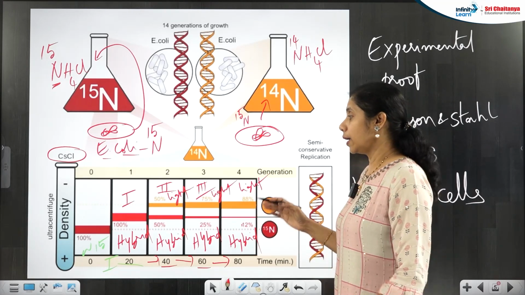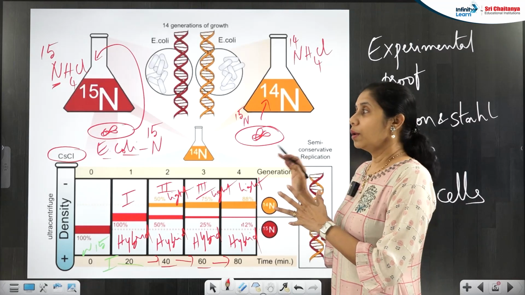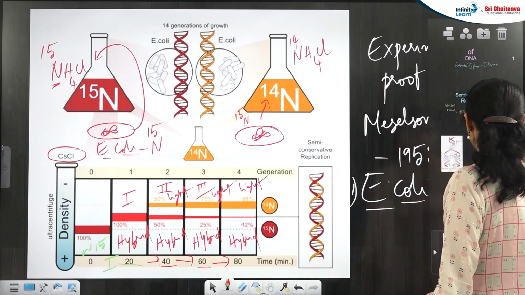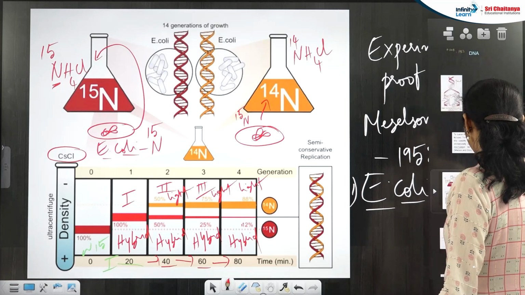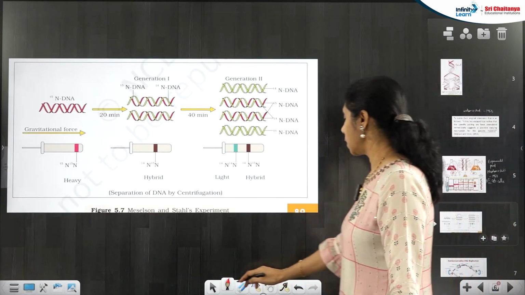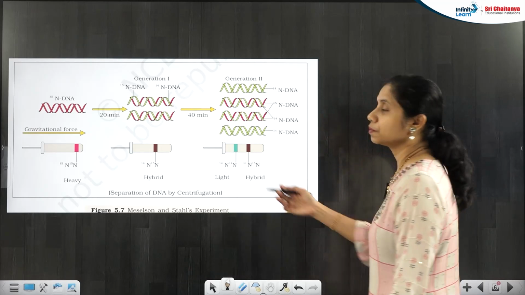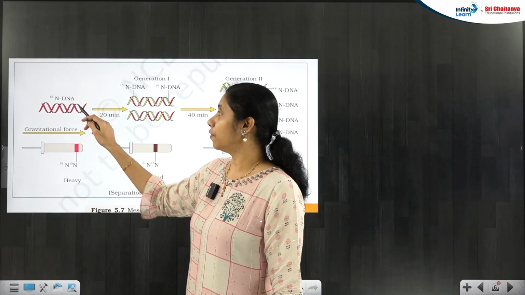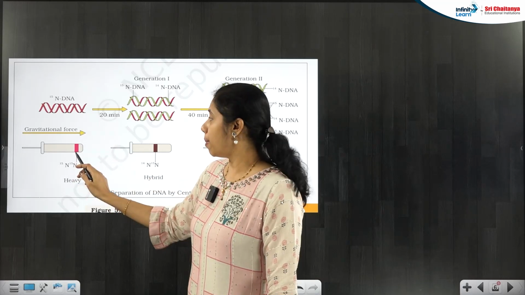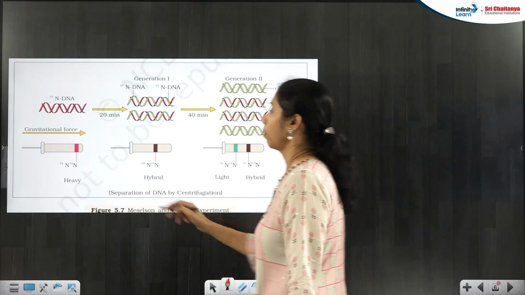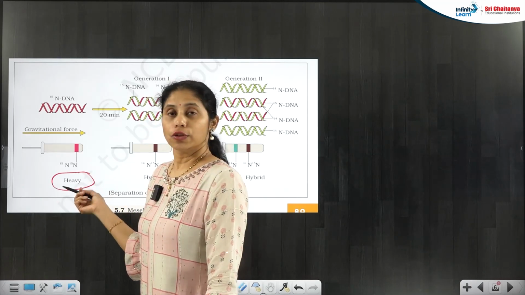So, how to calculate this based on the experimental proof: this is the diagram given in your NCERT textbook. Here you can see that N15 DNA is red color, and the band shown here is the heavy nitrogen N15 band.